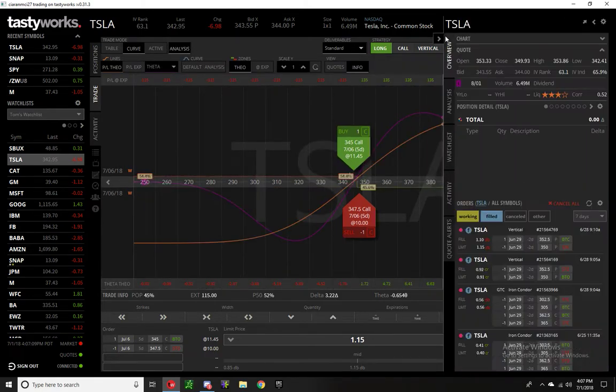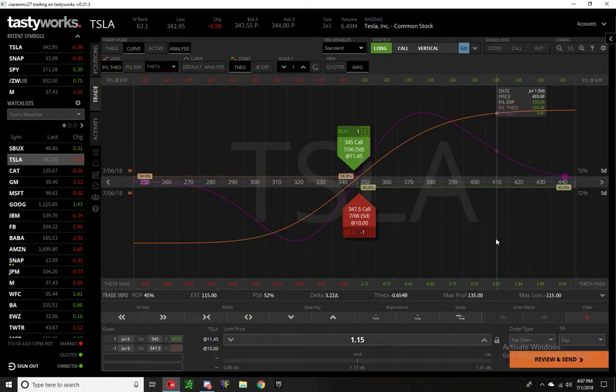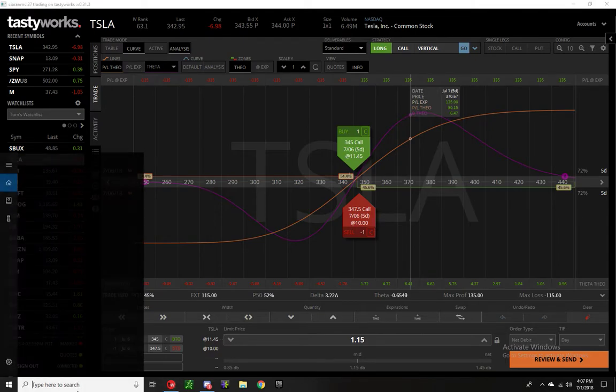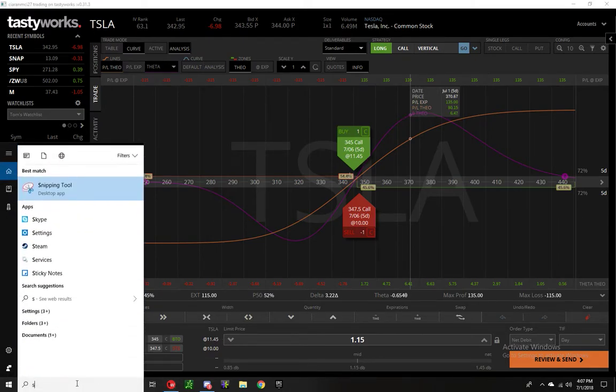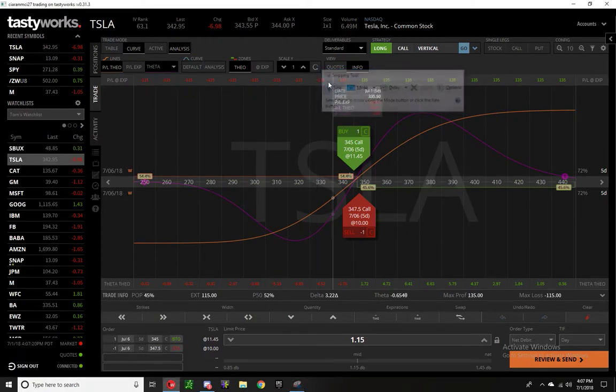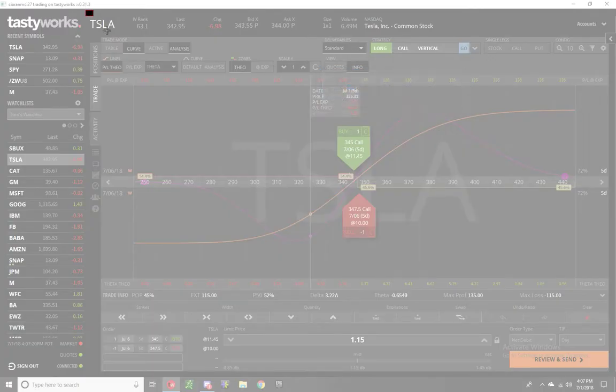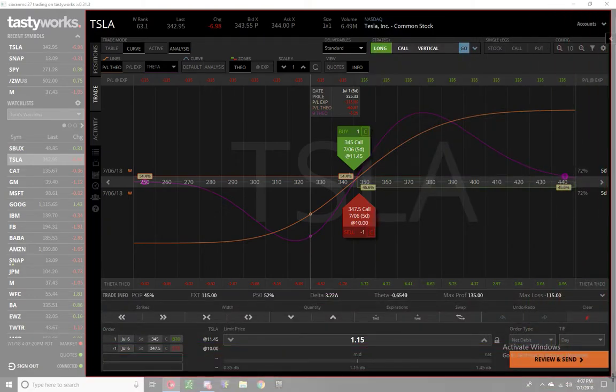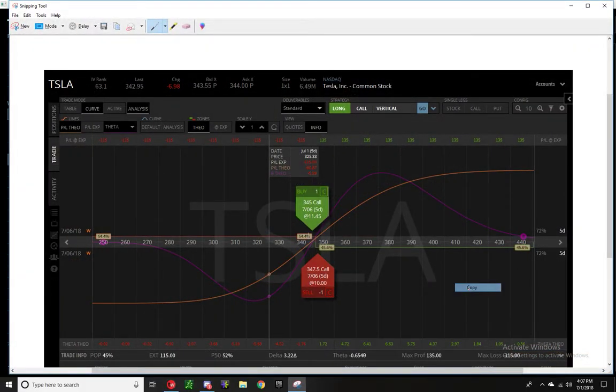All right, so here I'm gonna send you guys a visual on what happens if I take a Tesla vertical, a vertical spread. This is the most basic spread. This is the spread that essentially makes all strategies, iron condors, butterflies, everything. So check that out.